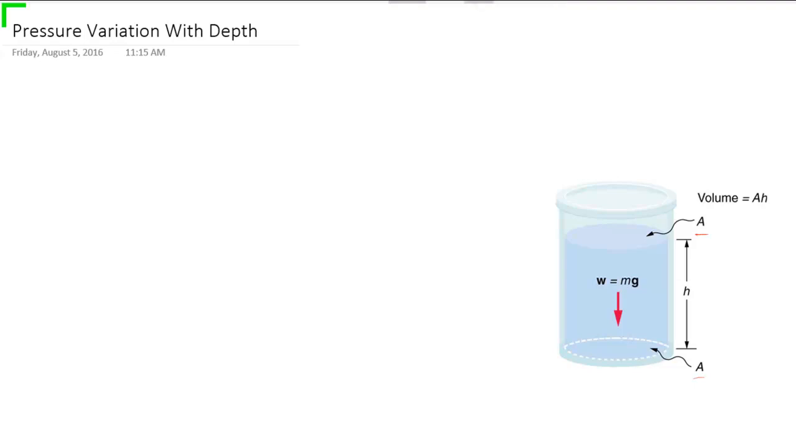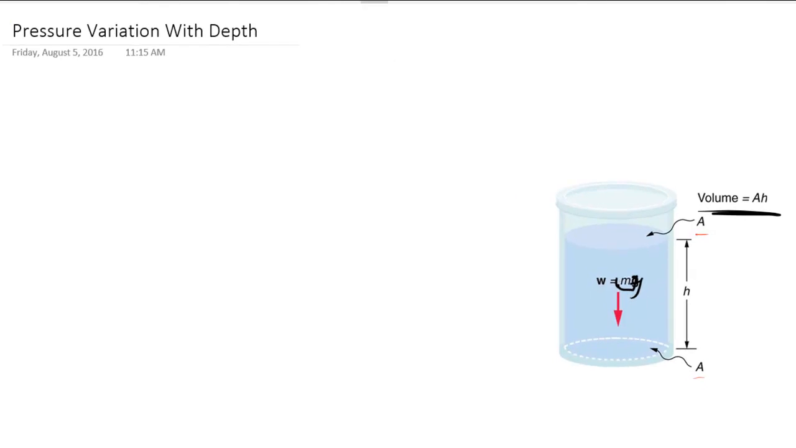So that way its volume is the area times the height. It's a cylindrical volume here. And the weight of this fluid would be the mass of the fluid times gravity.